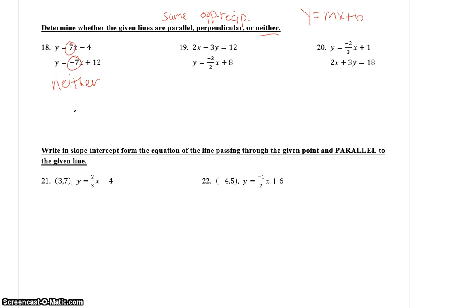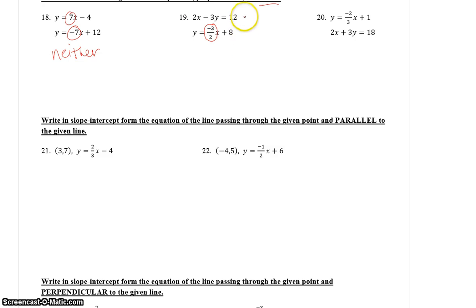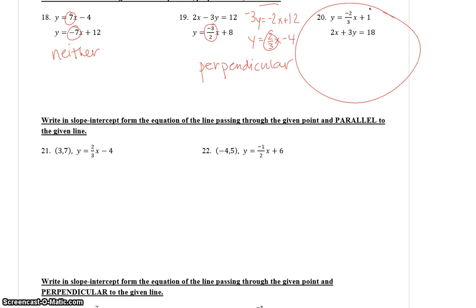Let's look at 19. The slope here is -3 over 2, but for the first equation, we have to put that in slope-intercept form first. So I'm going to subtract 2x from both sides, and then I'm going to divide by -3. Notice a negative divided by negative is a positive. Here, I get 2/3. So I've got one negative, one positive. I've got 3 over 2 and 2 over 3. Those are opposite reciprocals, so those are perpendicular. I would like for you to try number 20 for tomorrow, please.